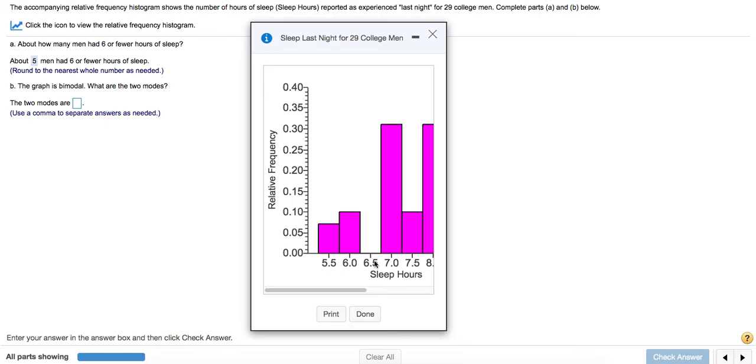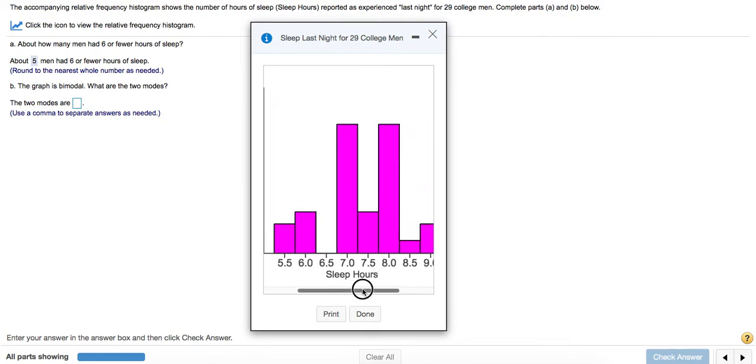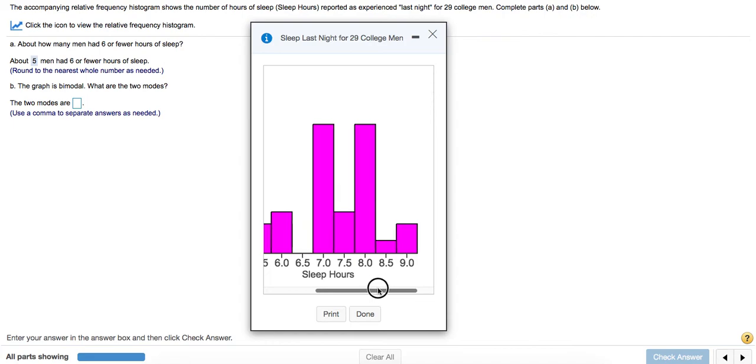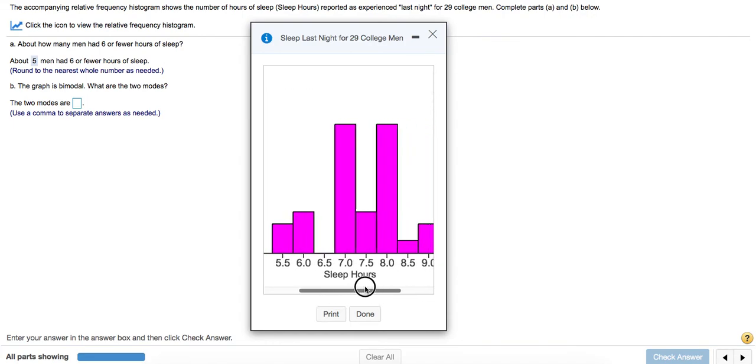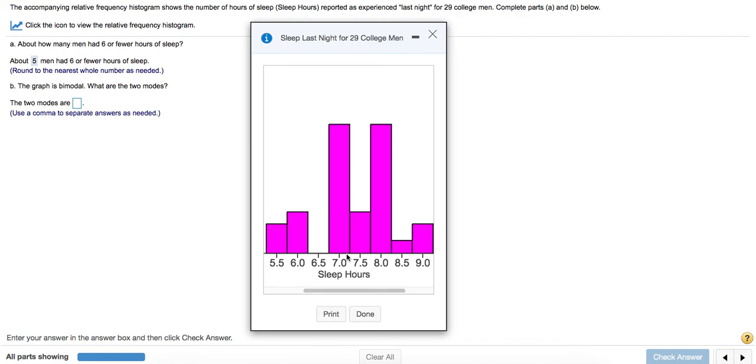And the last part is asking about, actually it says the graph is bimodal. And what are the two modes? So mode means what occurs the most often, and that would be represented by the highest bar. It's bimodal because there are actually two that are the same height. So 7 hours is one of the modes, but so is 8 hours. These were the ones that were reported the most often.